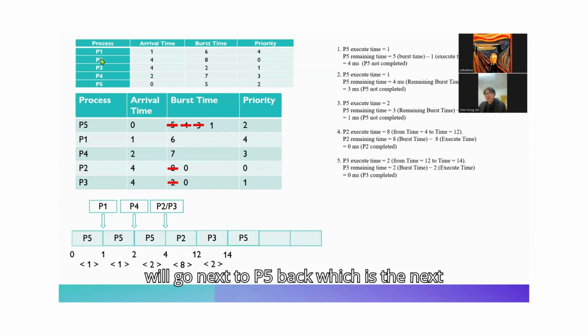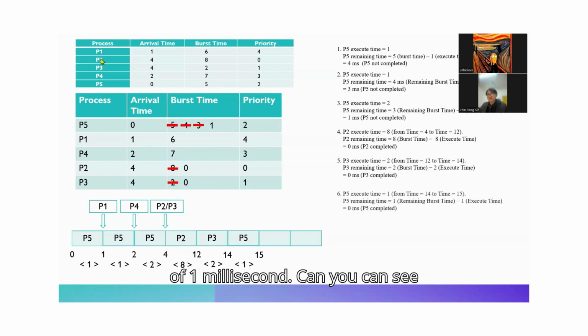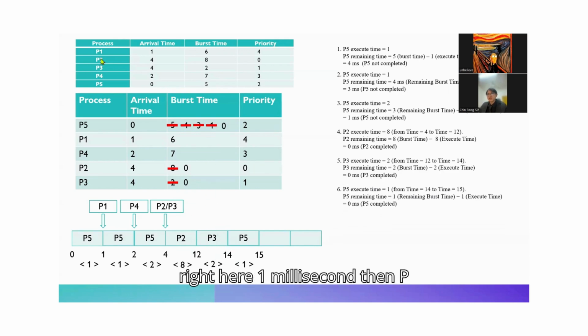Then it will go next back to P5, which is the next highest priority. P5 will then have 1 millisecond left. That means 14 to 15 millisecond. P5 will be using its remaining burst time of 1 millisecond. As you can see right here, 1 millisecond.